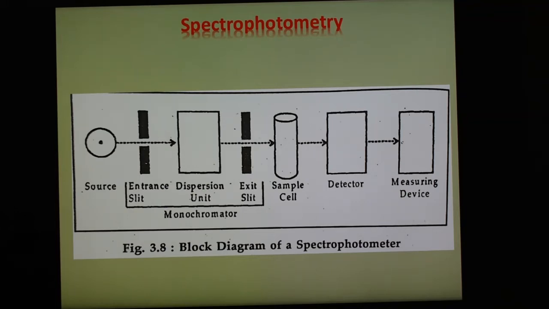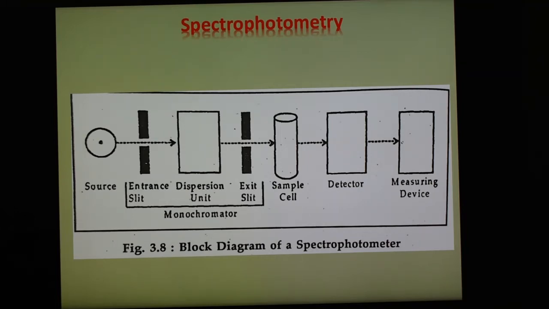The word spectrophotometer is based on the fact that the instrument consists of two major parts. The first part is the spectrometer, a device for wavelength separation, and the second part is the photometer, a device for measuring the intensity of light.